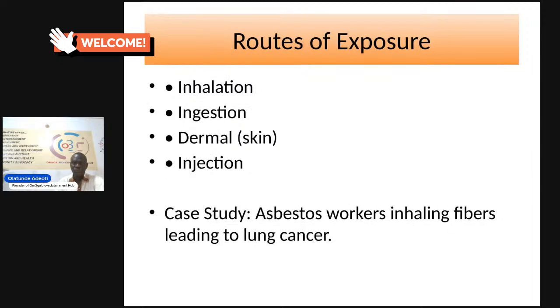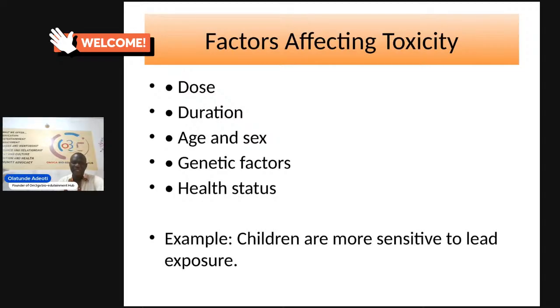So the route of exposure to a toxin or toxic chemical is very, very important. Number one, inhalation. It could be ingestion, that is when you swallow it. It could be dermal exposure, that is through the skin, and it could also be as a result of injection. A case study of this is asbestos workers who inhale fibers, which can eventually lead to lung cancer.